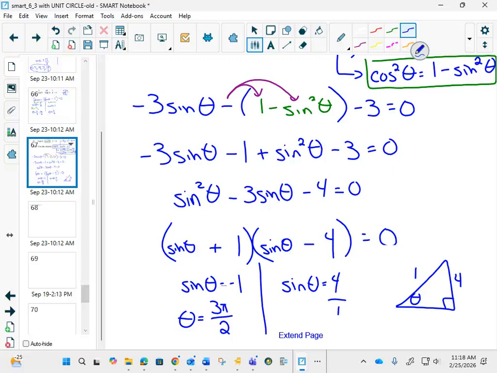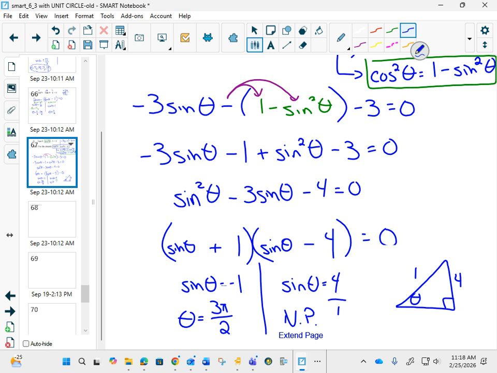Is there something weird about that triangle? It's not possible. Can you have a hypotenuse smaller? Isn't the hypotenuse always the biggest side? So the reason this can be done without a calculator is because it's actually not possible.